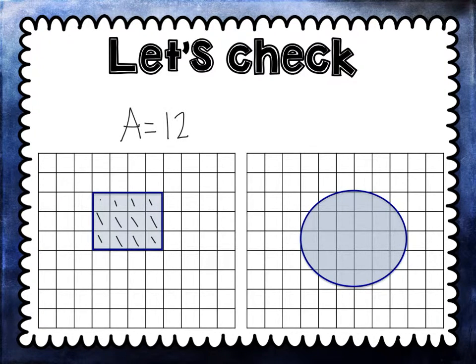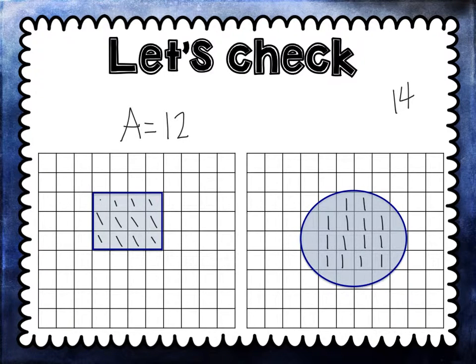The circle is a little harder. I'm going to have to count the full squares and estimate the partial squares like this. This one is a full square. 1, 2, 3, 4, 5, 6, 7, 8, 9, 10, 11, 12, 13, 14, and that's about all I have of full squares. So I'm going to write 14 here so I don't forget.